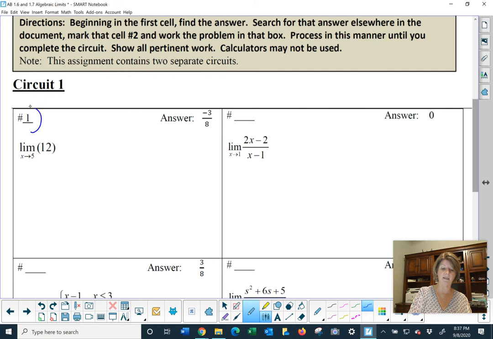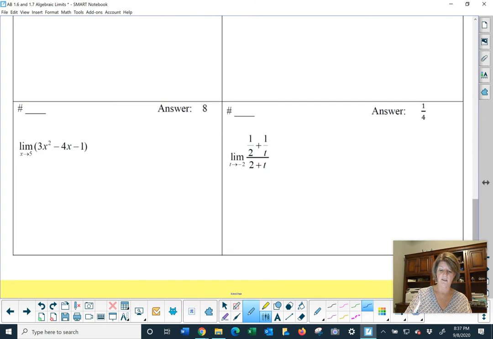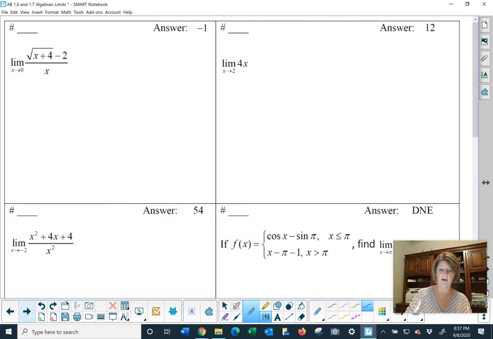A circuit is a group of problems that will lead you and bounce you around. So here is my starting position. And when I take the limit as x goes to 5 of 12, I get 12. Not an answer of negative 3/8, right? No, somewhere on this board, though, is 12 for an answer. Does it look like it's on the front side? What about on the back side? There it is. That came from problem 1. That was the answer to problem 1.